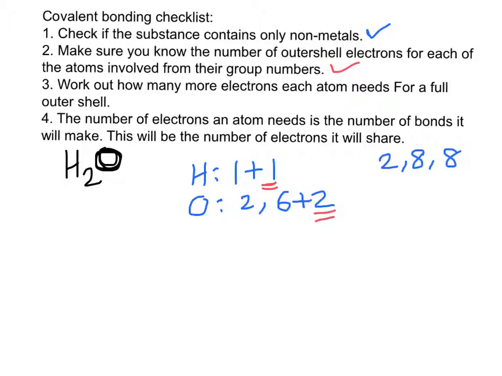Work out how many more electrons each atom needs. We've done that. So we know how many electrons each of these atoms is going to need for the full shell. Now we're on the fourth step here. We also know this is the number of bonds each of these atoms is going to make. Hydrogen can only make one bond as it needs one electron, and it will share one electron. Oxygen will make two bonds. It will share two electrons to do that. Let's see how that works.